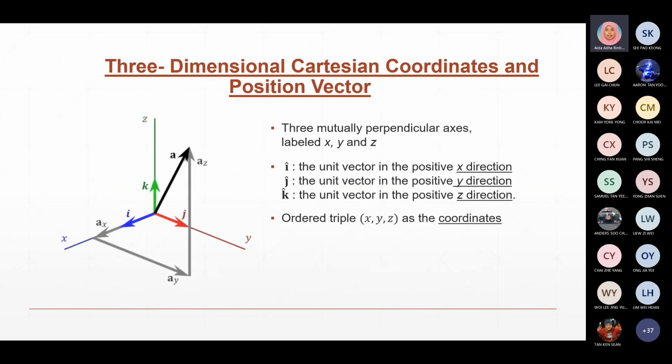Okay, so we look more. I mentioned just now, we have to put all these vector analyses in the three-dimensional Cartesian coordinate, and a position vector again.